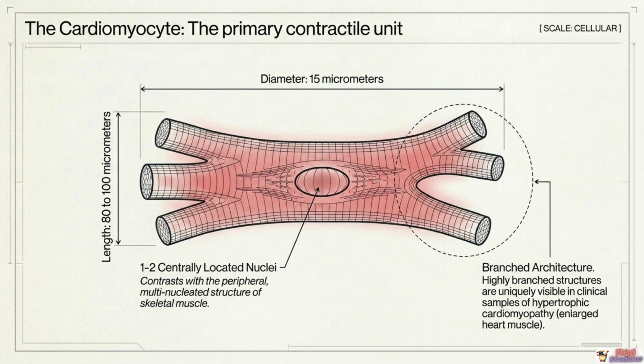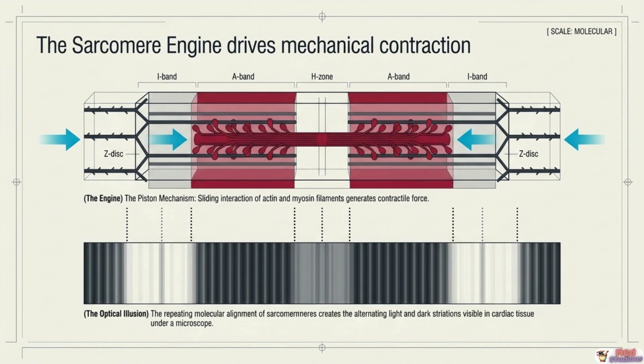These cells do not lie in simple parallel lines. They split and branch out to connect with multiple neighbors. This specialized, highly branched network becomes uniquely altered in clinical pathology. In conditions like hypertrophic cardiomyopathy, the heart muscle becomes abnormally enlarged, and these branch points show marked structural disarray under microscopic examination. If we look deep inside the cardiomyocyte, we discover the molecular engine itself, the sarcomere.